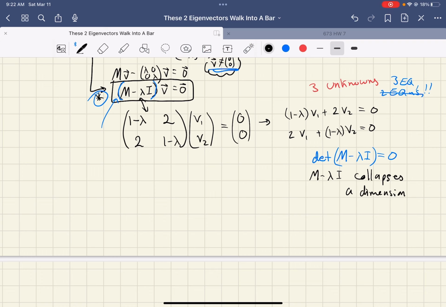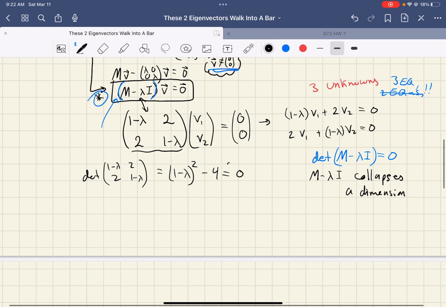So let's go ahead and start there. Okay, so here's m minus lambda I. Let's take the determinant of it. Okay, 1 minus lambda, 2, 2, 1 minus lambda, boom, boom. Okay, determinant. I do the product down the main diagonal minus the product in the off diagonal. And we are going to set this equal to 0 because that's what we're trying to find.